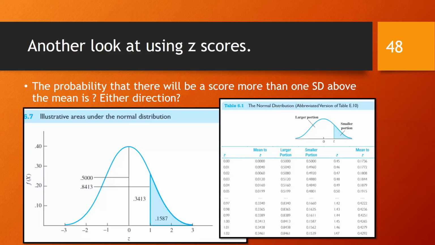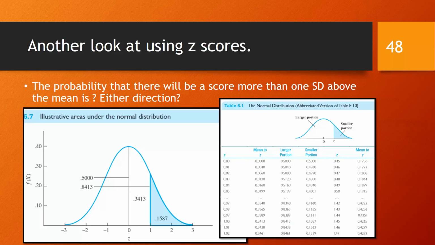So now we'll ask what the probability is that there will be a score more than one standard deviation above the mean, and what the probability would be one standard deviation above or below the mean. We can look at the shaded portion with the percentage written here, 0.1587, which refers to about 15.9 or 16%. 16% is the probability that there will be a score more than one standard deviation above the mean.